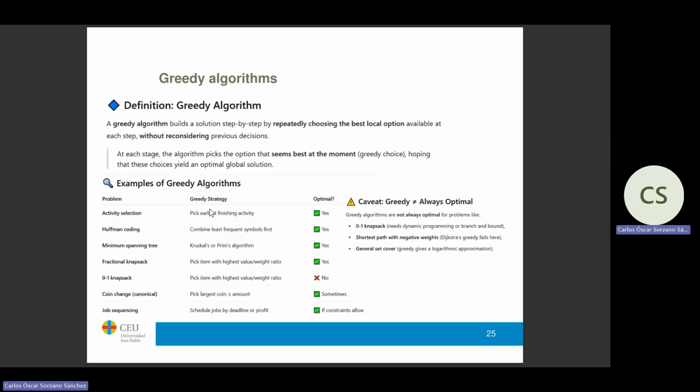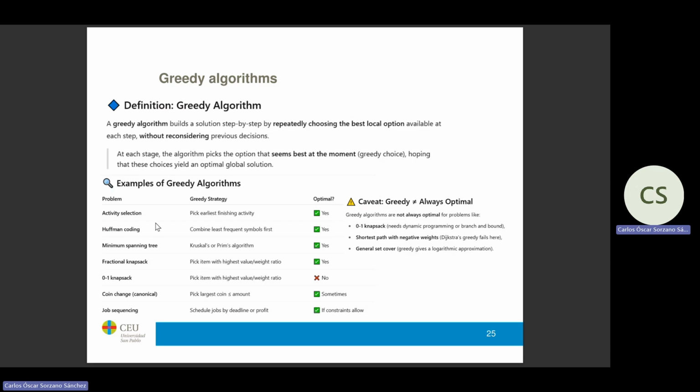So this activity selection: you have to organize a set of activities and each one has a different timing to finish. So which activity should I choose first? I want to maximize the number of activities that are executed. So pick the one with the smallest finishing time. And then if you keep that strategy all the time, then you are guaranteed to get to the optimum.